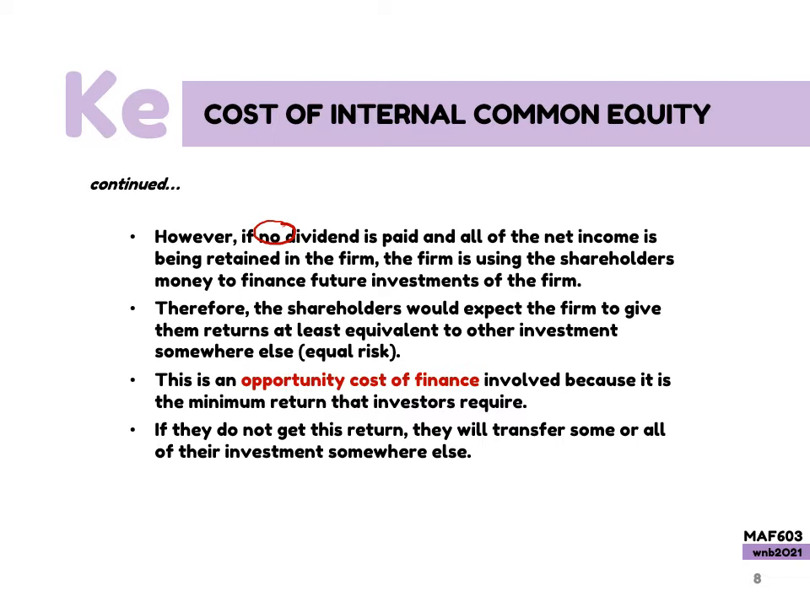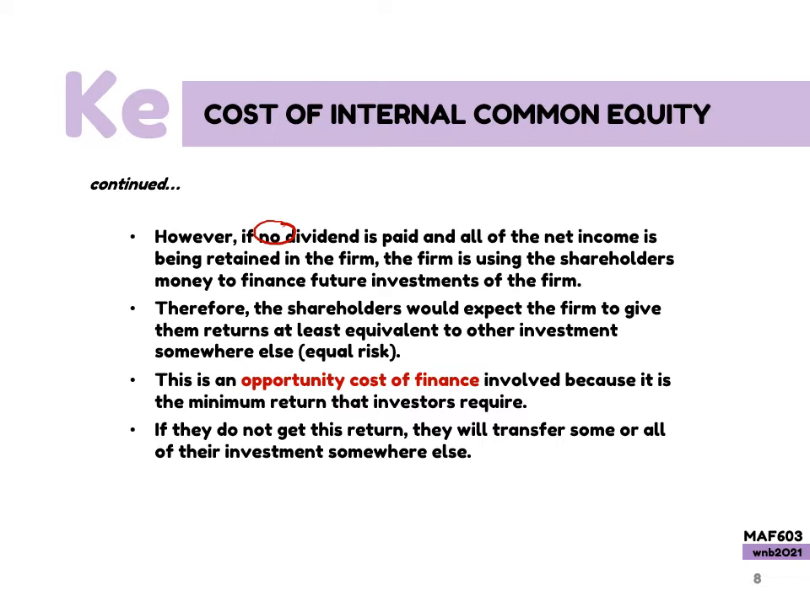the firm is actually using the shareholders' money to finance the future investment of the firm. Kiranya selepas dah bayar interest dekat bondholders, dah bayar dividend to the preference shareholders, firm decided not to declare or pay dividend to the common shareholders. They plan or they want to retain the excess of net income tu sebagai retained earnings. Nak gunakan sebagai rolling modal untuk future investment.